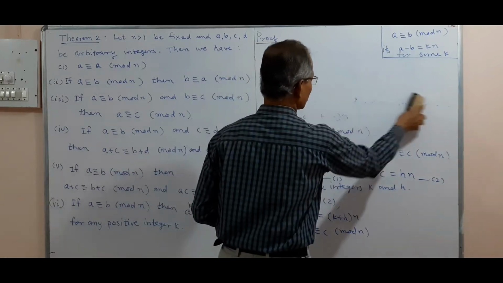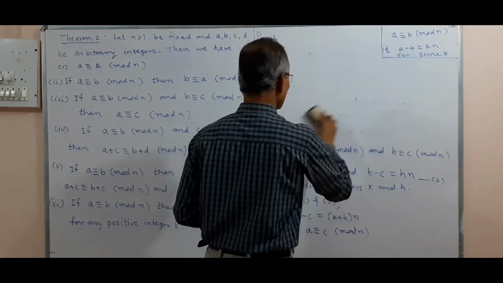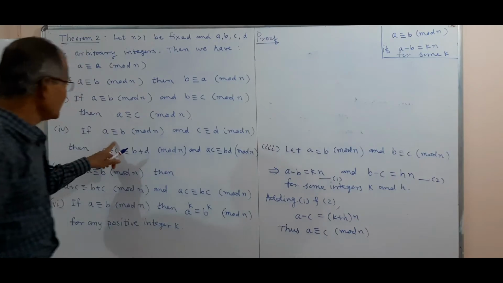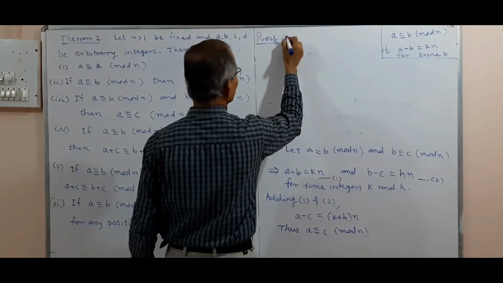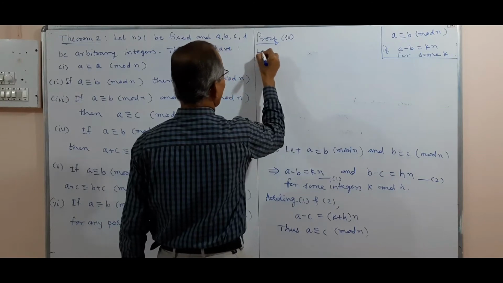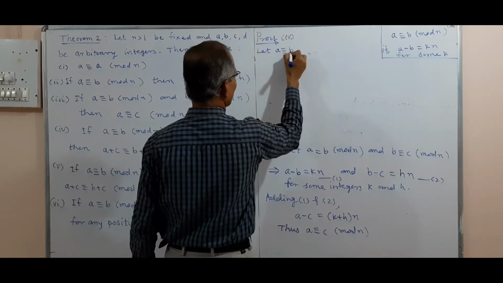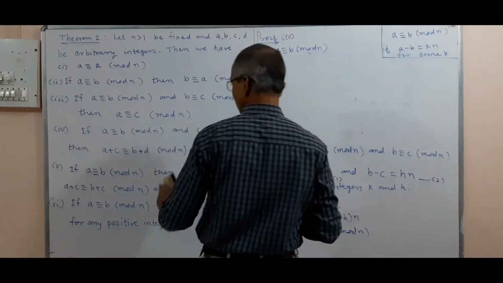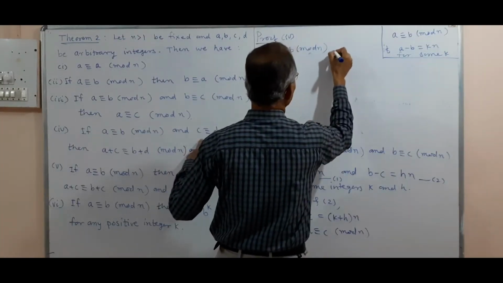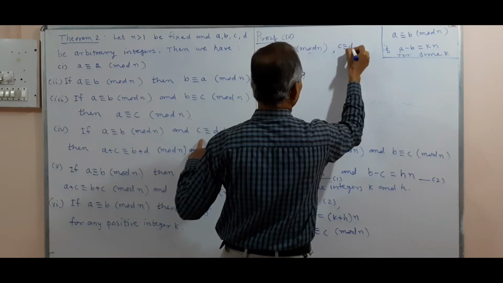Now see the next property. We shall consider the fourth. Let a be congruent to b mod n, and second, c congruent to d modulo n.